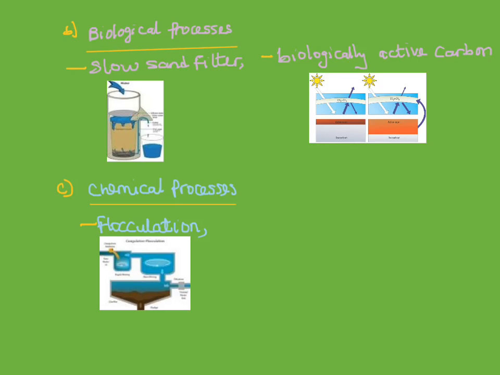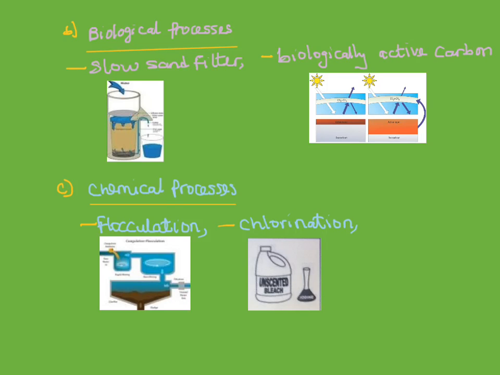Another chemical process is chlorination, and in chlorination we make use of a bleach containing chlorine, and we can also have ultraviolet light. Here we make use of the sun to heat the contaminated water. So the use of electromagnetic radiation such as ultraviolet light from the sun can be used to purify water.